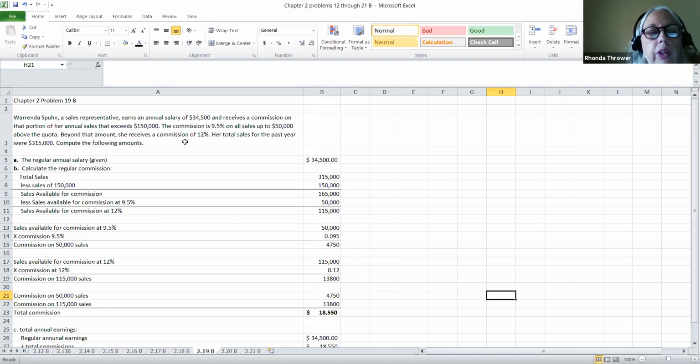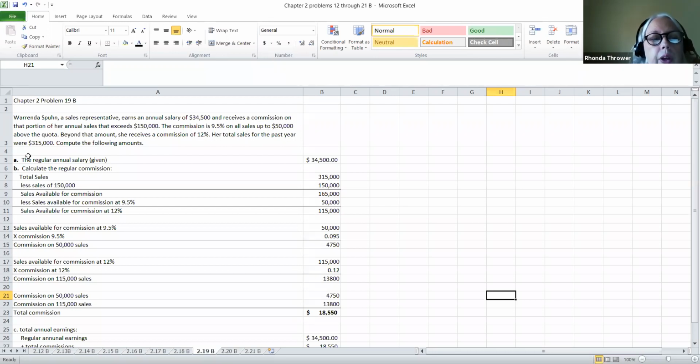Beyond that, she's going to receive an extra commission of 12% on her total sales for the past year, on 12% of the amount that is above the 200,000, let's say, because the base salary was 150. She has to do 150 before she can be paid a commission. Then she's paid on the next 50,000, which would be 200,000 all total. And if she earns over 200,000, then she's going to get 12% commission on the amount of sales over the 200,000.